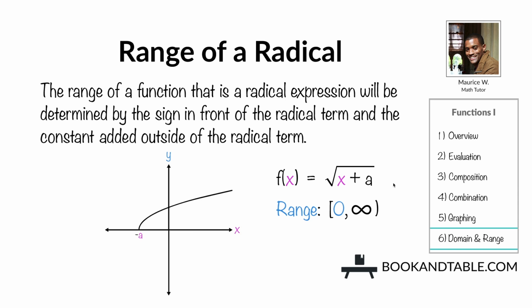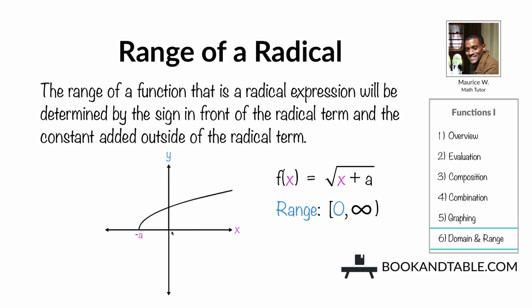But if there is no constant on the outside, the radicand can be equal to 0 or greater. So 0 is included. But the radicand cannot be negative since that will result in an imaginary number. It can be 0 or greater. So the range is from 0 to positive infinity.